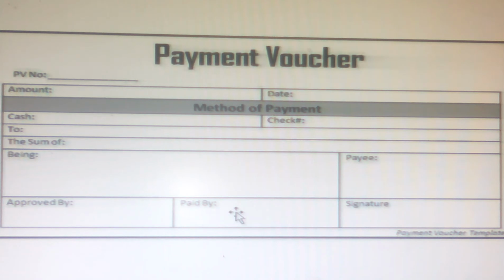Then paid by. Who paid? The accountant. They have to mention it; he will pass this voucher. Then the signature. Where do you get the signature? From the person who got the money. After paying, they sign that they got the money. Otherwise later on they can say, no, I didn't get any money. So this is the main proof of the payment voucher, the evidence that we paid money, by getting the signature from the payee. That's why the payment voucher is very, very important.